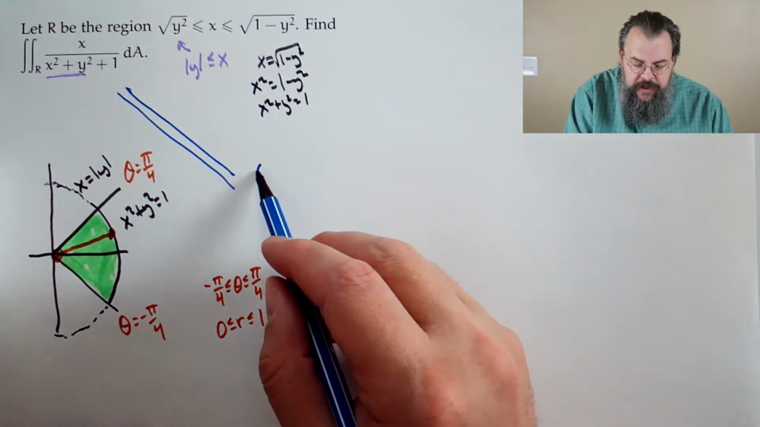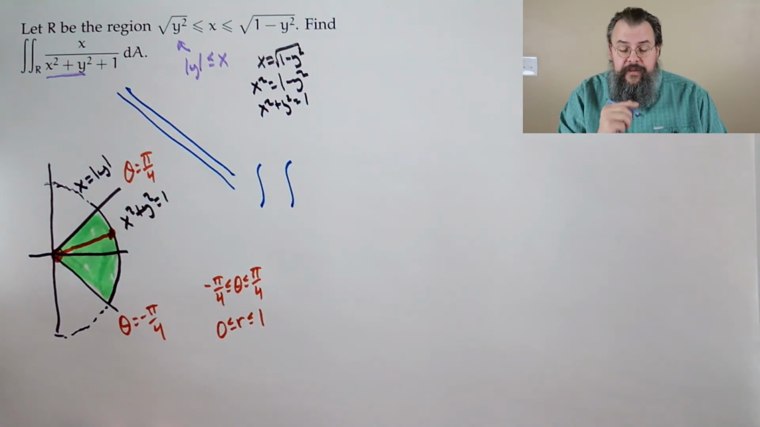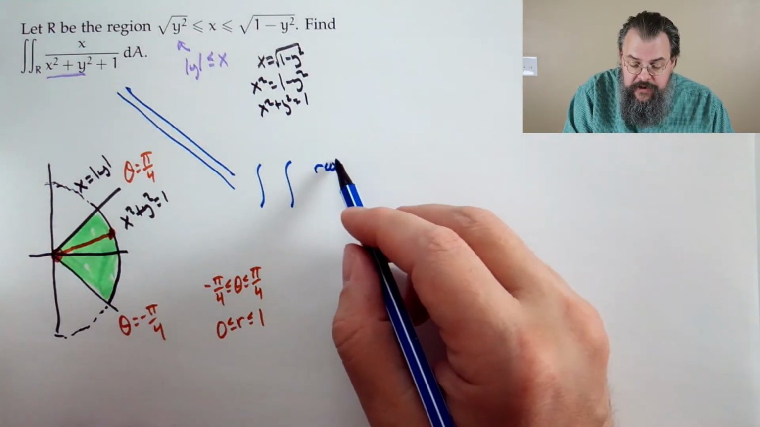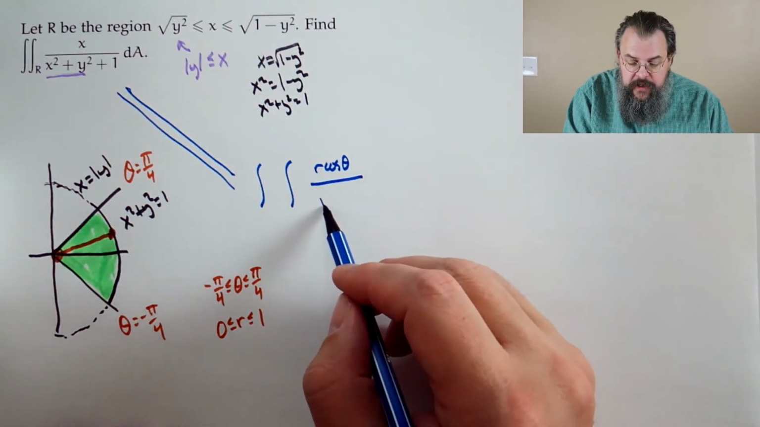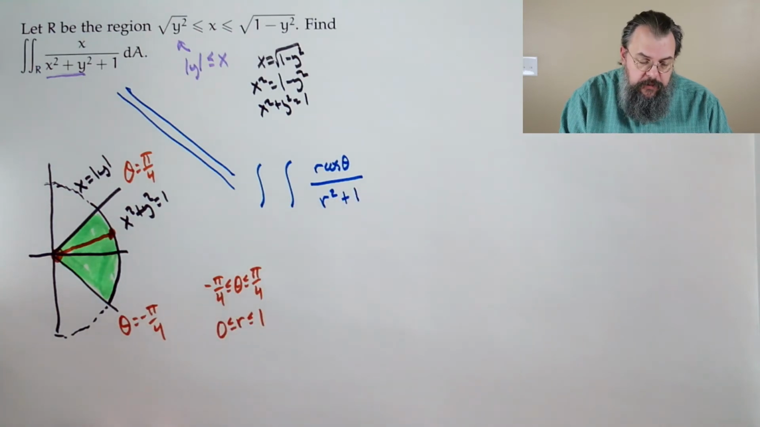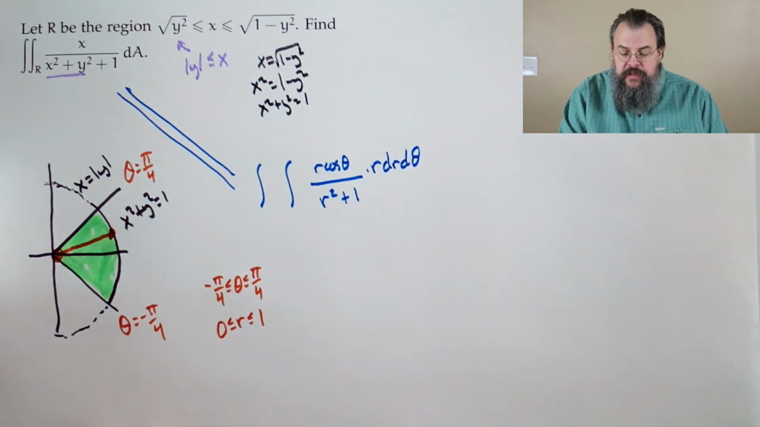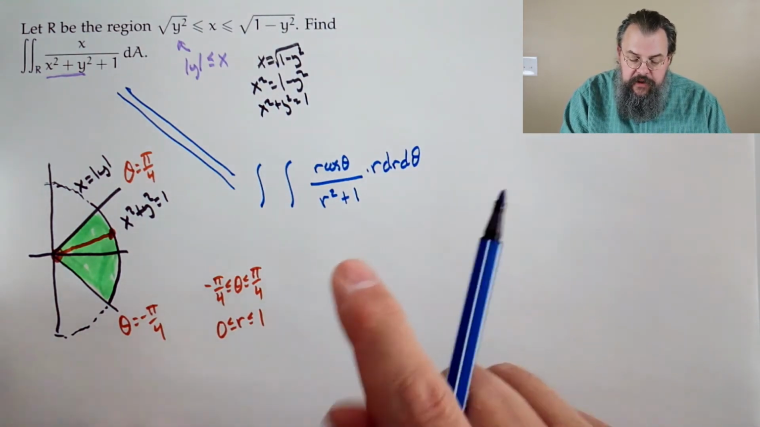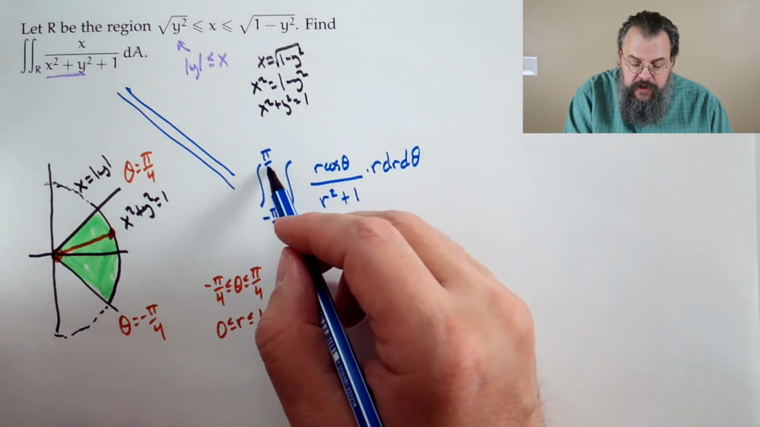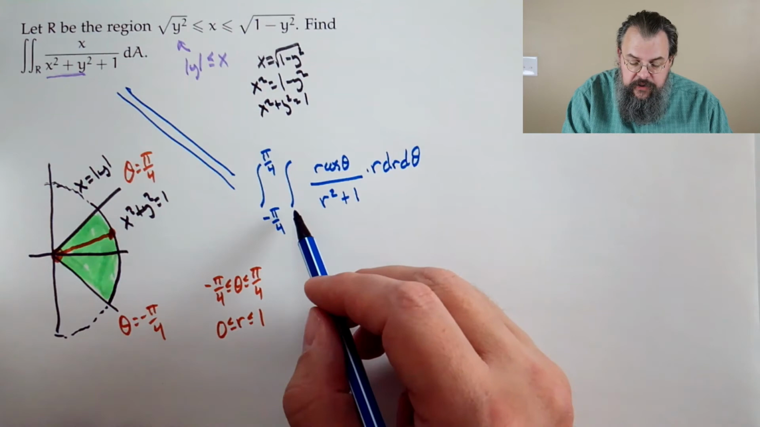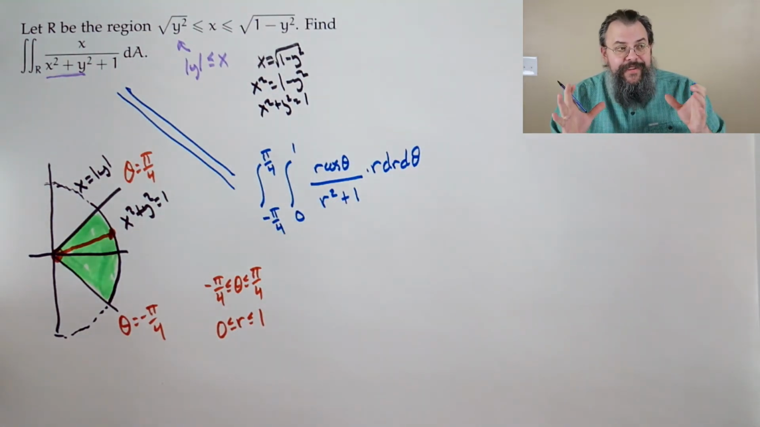So we're going to have the integral of x. Well, x is r cosine theta. x squared plus y squared is r squared, plus 1 is plus 1. dA is r dr d theta. And then our bounds: theta goes from negative pi over 4 to positive pi over 4, and then r goes from 0 to 1. And there we go. That's the setup.